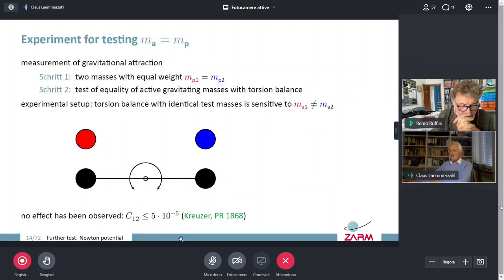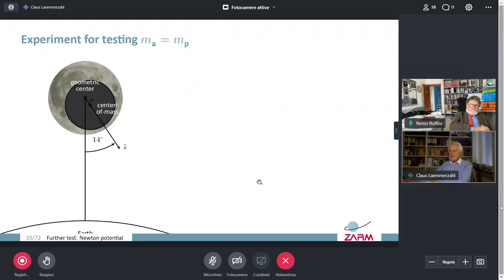And there were already tests by Kreuzer in 1968, in the group of Robert Dicke. He just took two bodies of different materials, but of the same weight. If they have the same weight, then one asks whether they create the same gravitational field. Let's say if the red mass should create a larger gravitational field, then this torsion pendulum here should on the left-hand side be attracted a bit more towards the red mass than this here. And if one now interchanges the masses, then the torsion pendulum should start to swing if you are at the resonance frequency. This has not been observed, so there's an estimate that the C12 is smaller than 10 to minus 5. Lunar laser ranging has also been used for that.